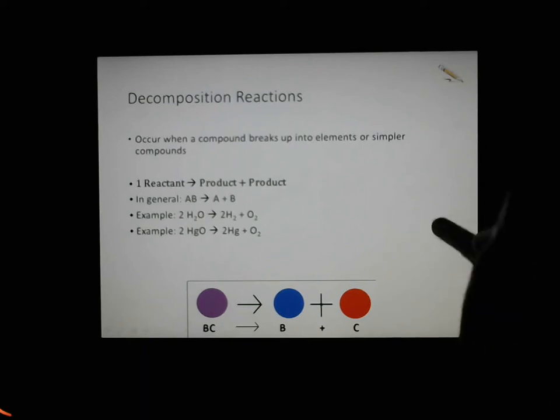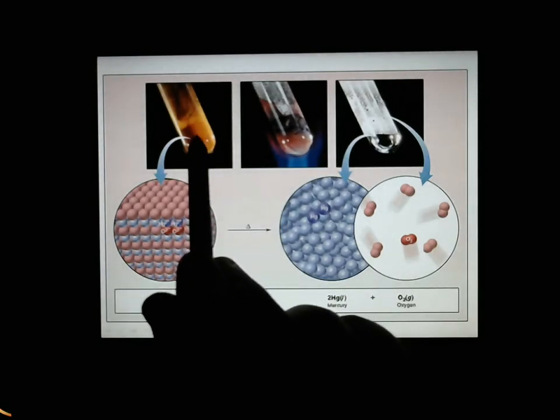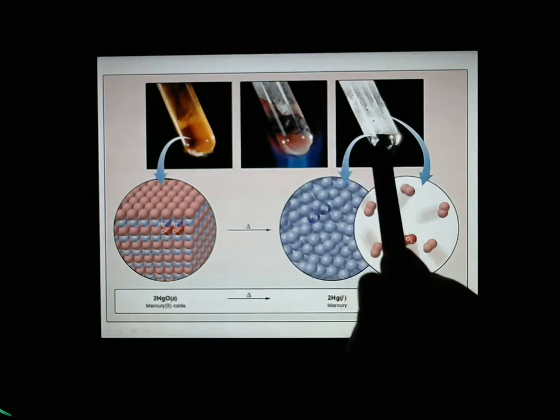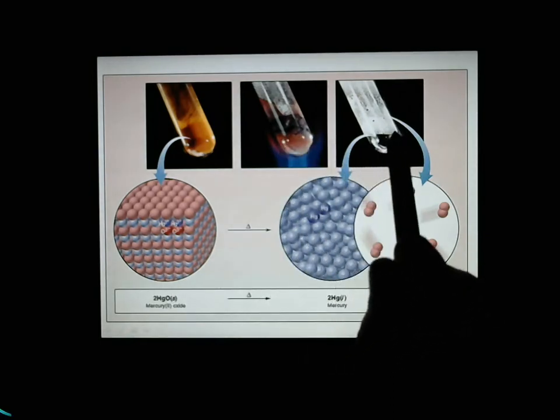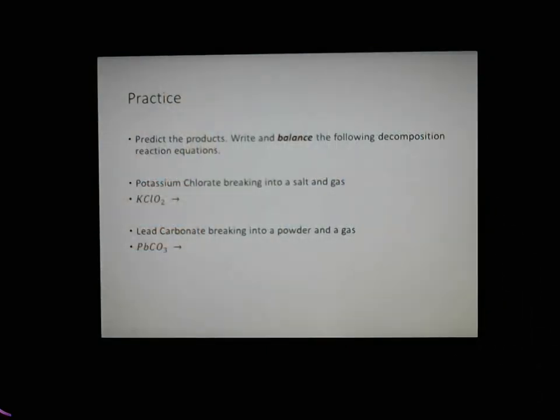I think I have a picture of that. Yeah, so here we have mercury oxide. It's kind of a yellow, brownish, orange colour. Heat it up, looks a bit weird, and there's the pure mercury left over and the oxygen gas that's bubbling up the side. Okay, so we've taken HgO and split it up into our two pieces. Let's have a look at some examples.